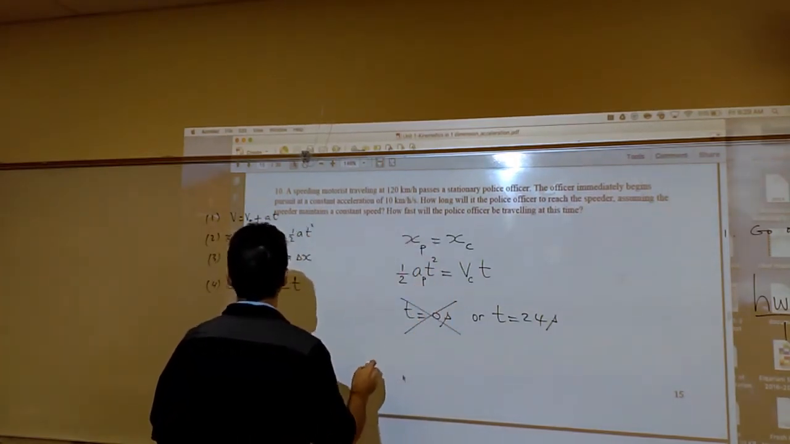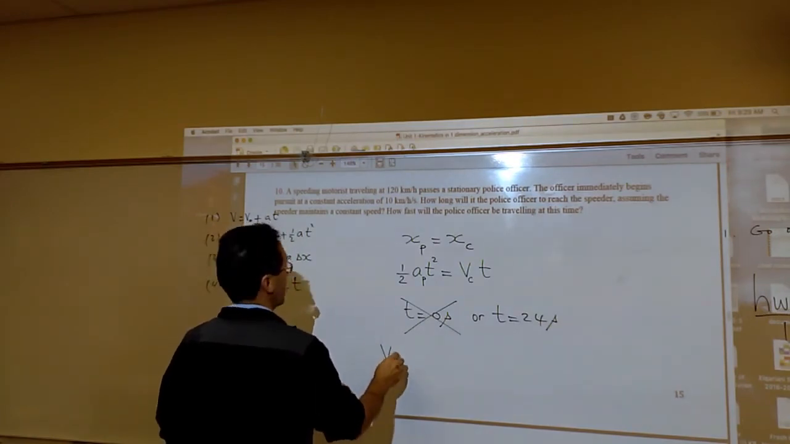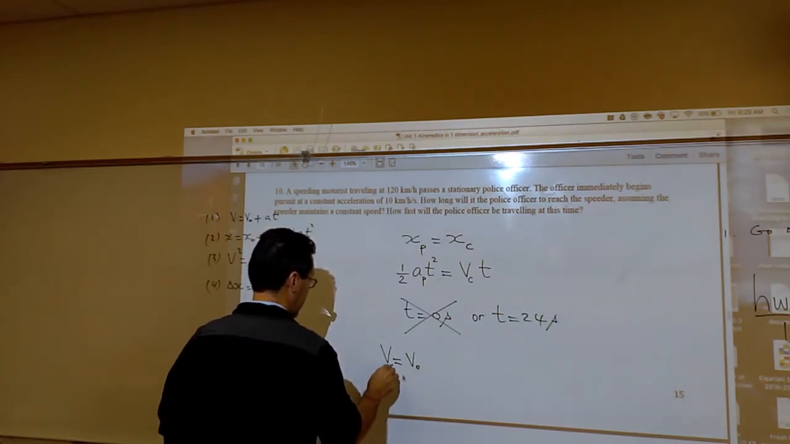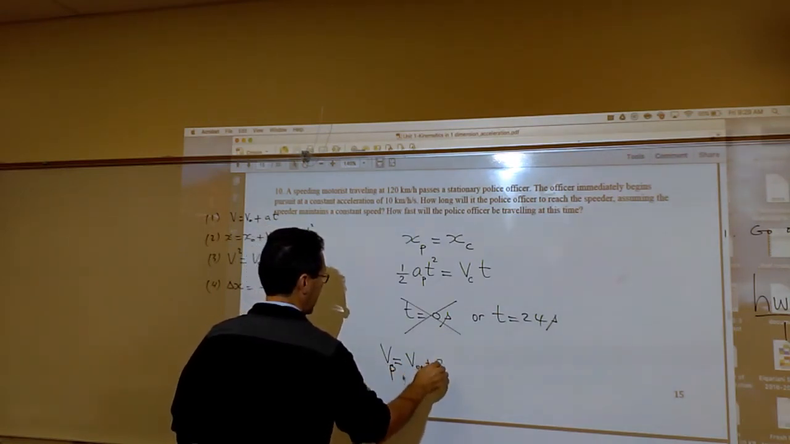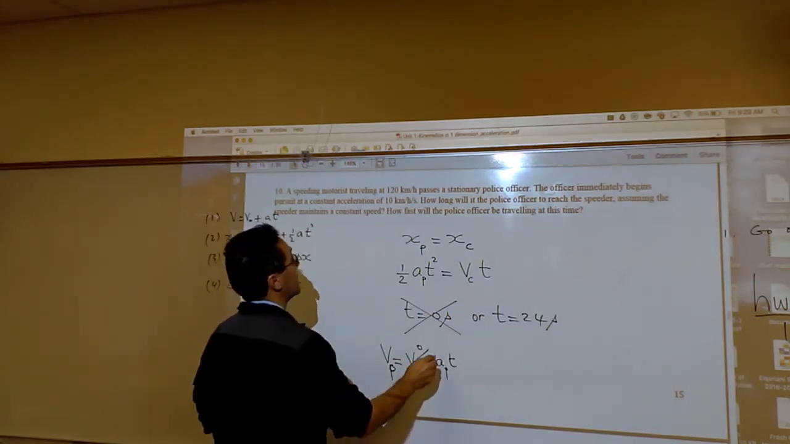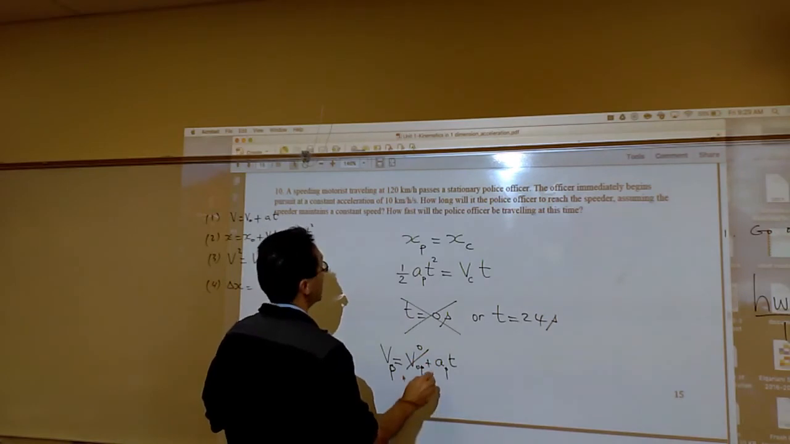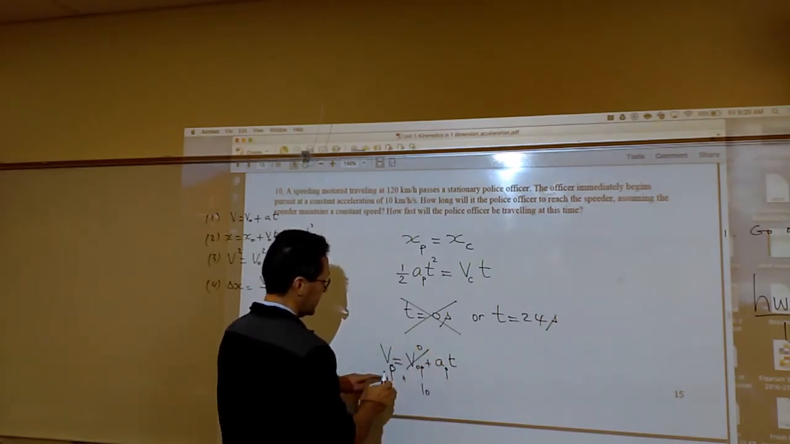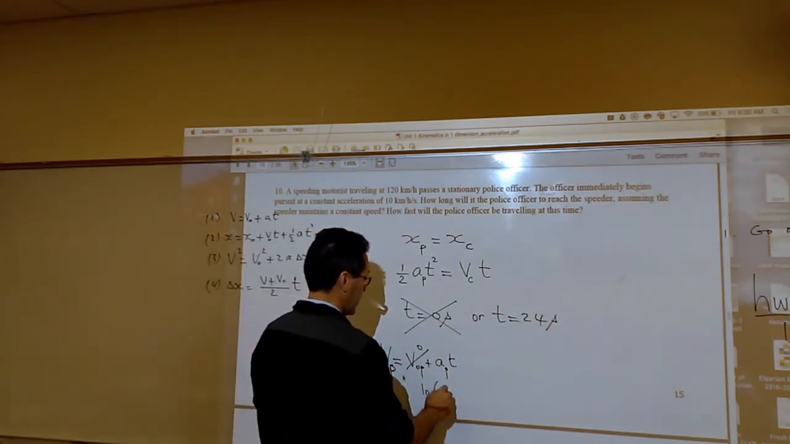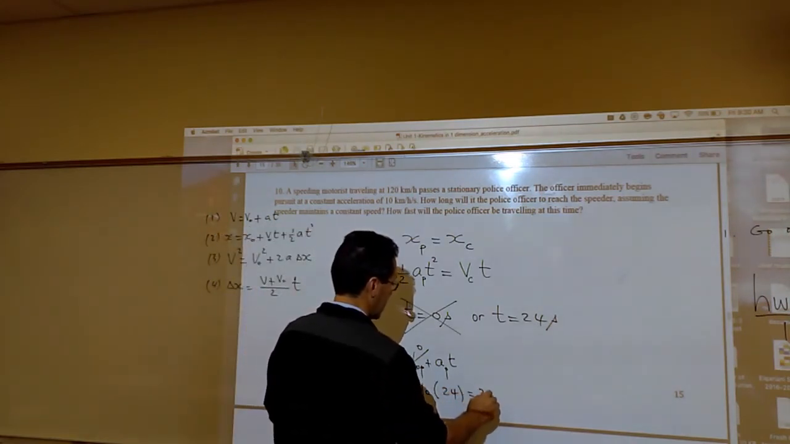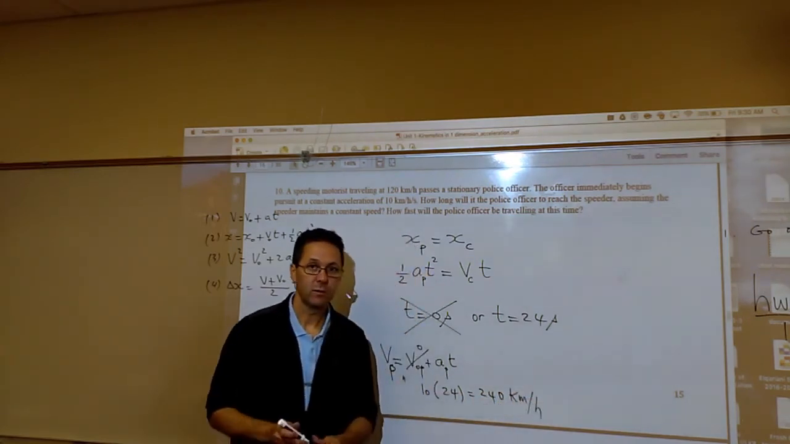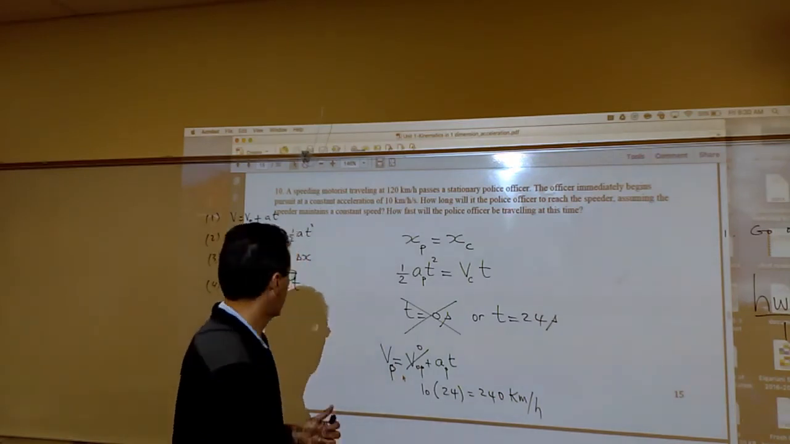Well, all we have to do is V equals V0, this is for the police, plus a police times time. When the police officer starts from rest, his acceleration is 10 kilometers per hour per second, so this speed is going to be found in kilometers per hour times 24 seconds, and that should give us 240 kilometers per hour. A little fast, officer.